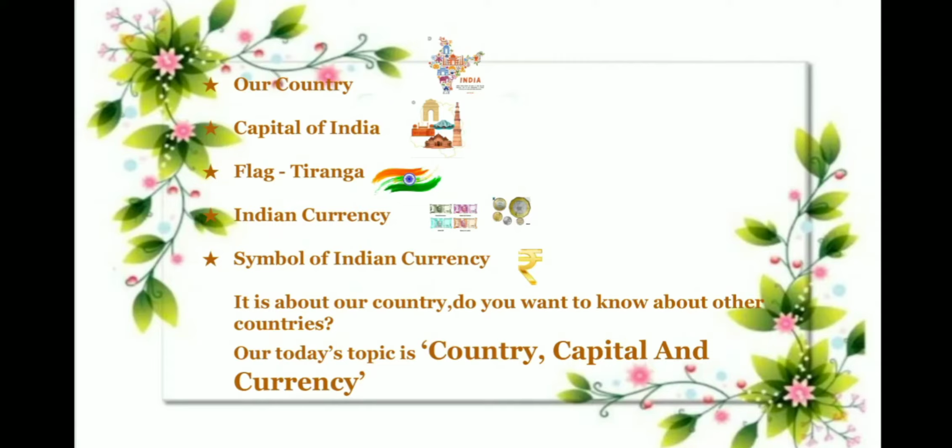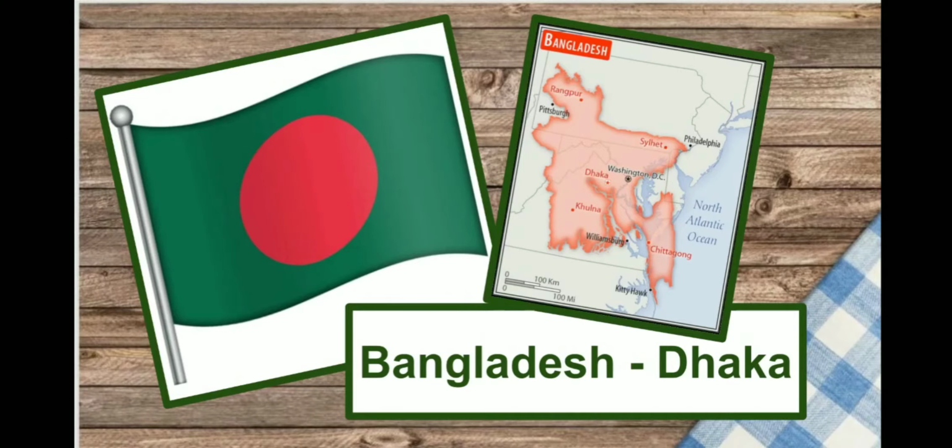Do you want to know about other countries? Okay. So, our today's topic is country, capital, and currency. Number 1, Bangladesh. In this video, you can see first the flag of that country that is already given in your GK book chapter 6. Then the map of Bangladesh and capital of Bangladesh.